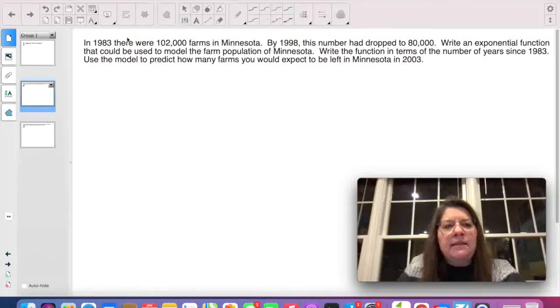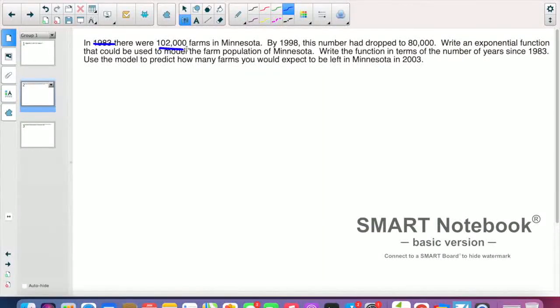This problem begins in 1983. And in 1983, there were 102,000 farms in Minnesota. So if you think about that, time equals 0 is in 1983. And at time 0, we had 102,000 farms. So that really gives us an ordered pair, (0, 102,000). So this, the 102,000, is our initial population.